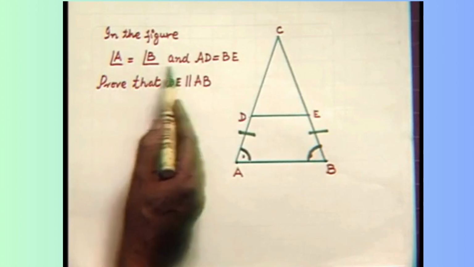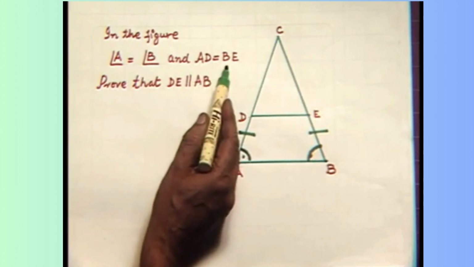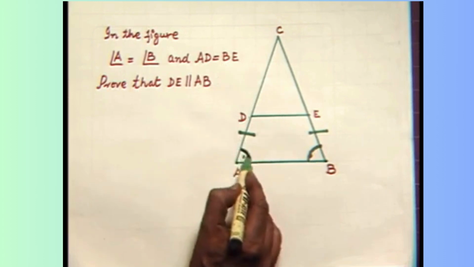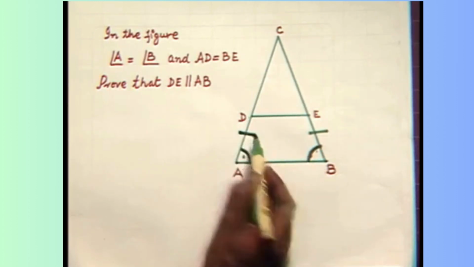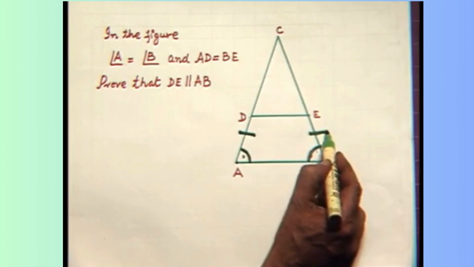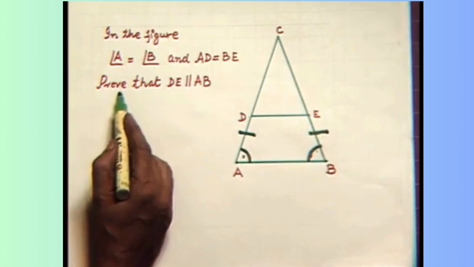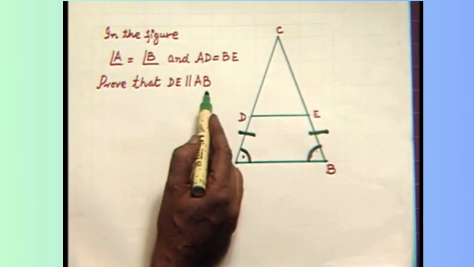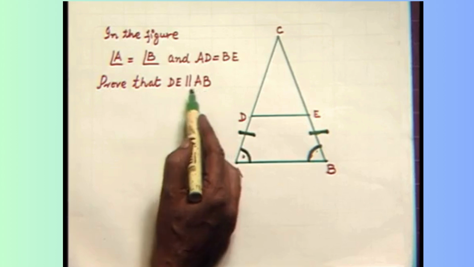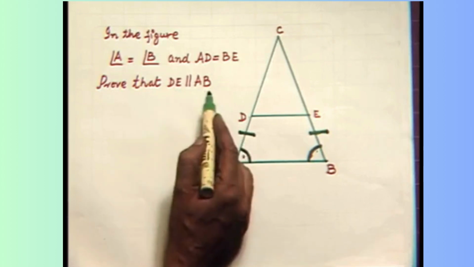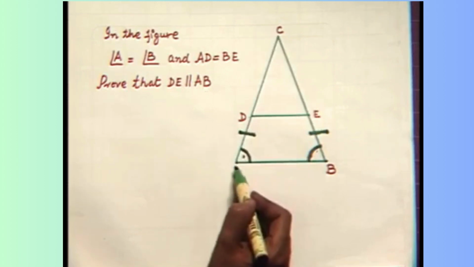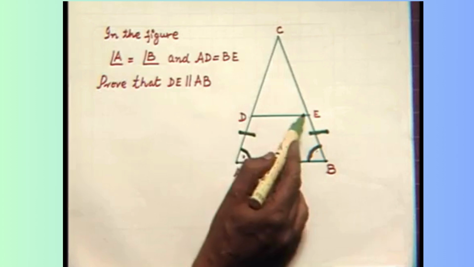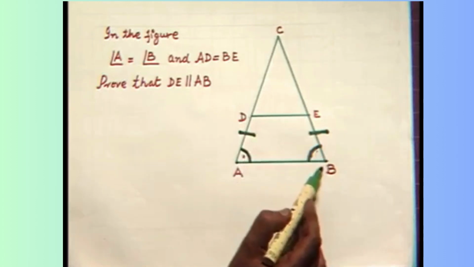Let's take another problem, and the problem is a triangle ABC in which angle A is equal to angle B and AD is equal to BE. Let's mark them. Angle A is equal to angle B, that is given to us, and AD is given equal to BE. And now we have to show that DE is parallel to AB. Now, in case I want to show that DE is parallel to AB, what I need to show is that CD upon DA is equal to CE upon EB.